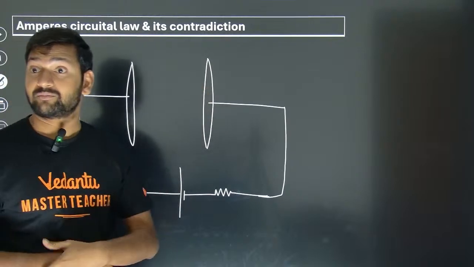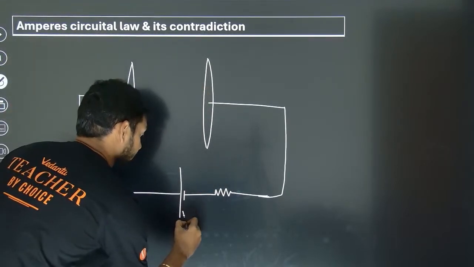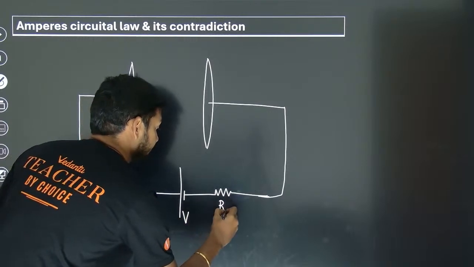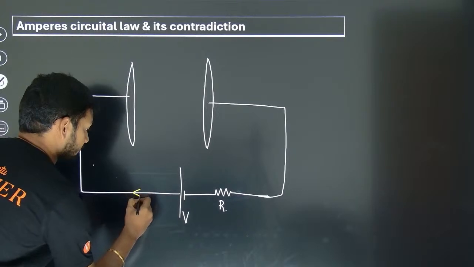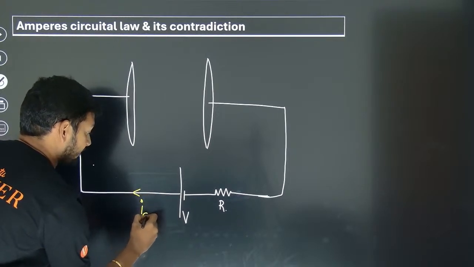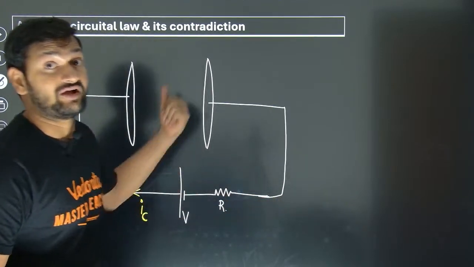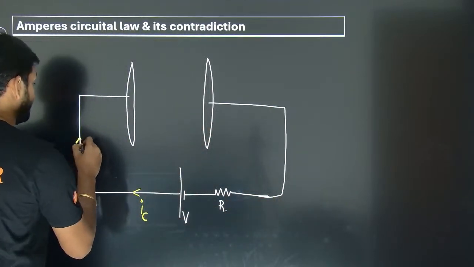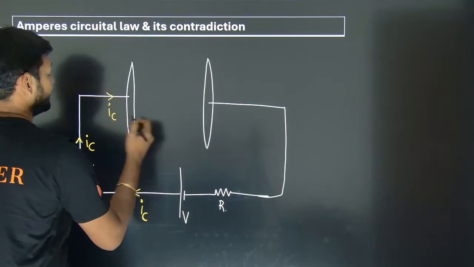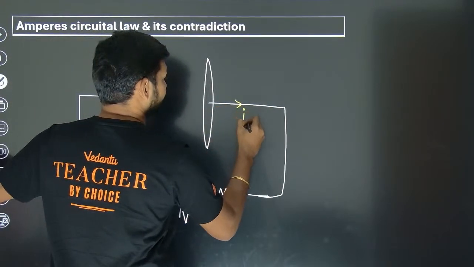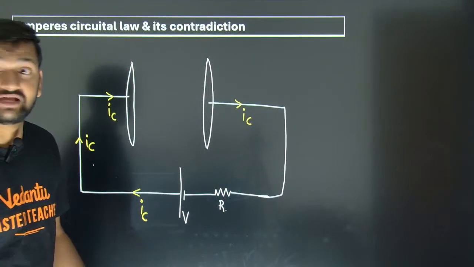Let us take a capacitor, and this capacitor is going to be charged with the help of this battery. The battery is going to send a current, and the current flowing through these conducting wires, let us take it to be some IC.